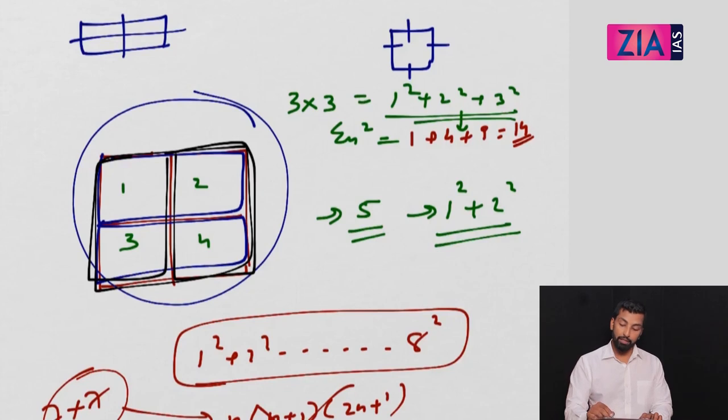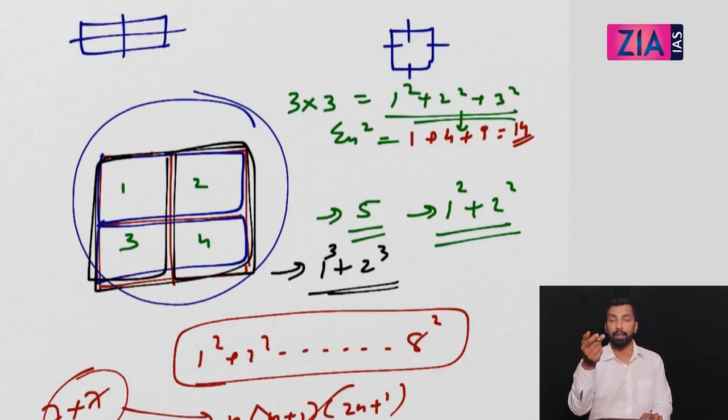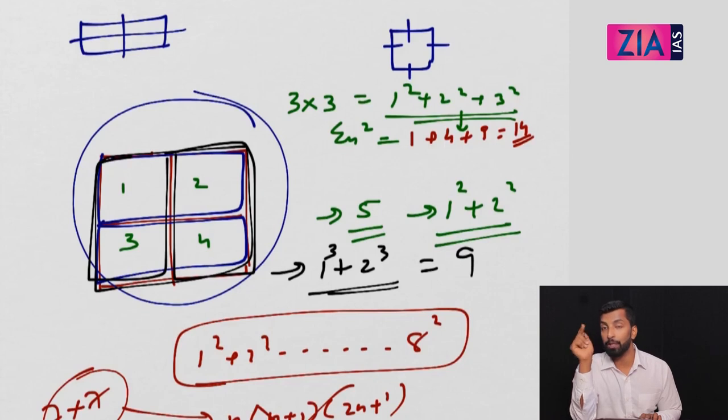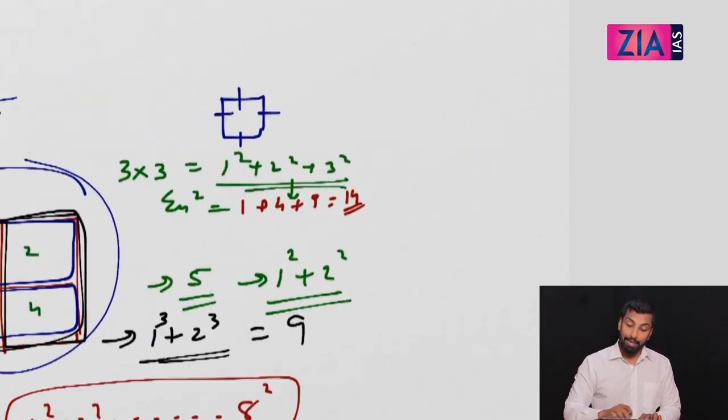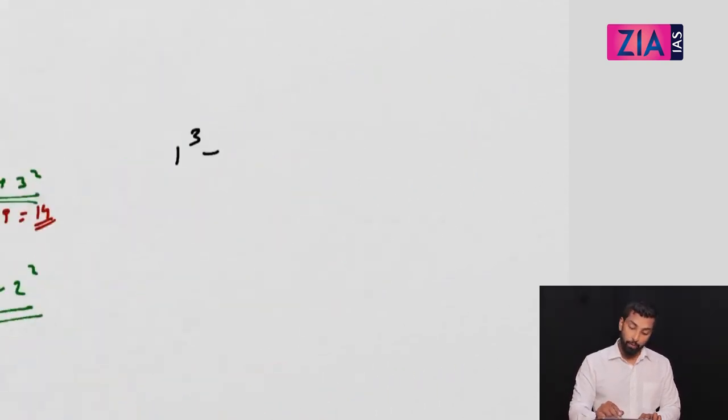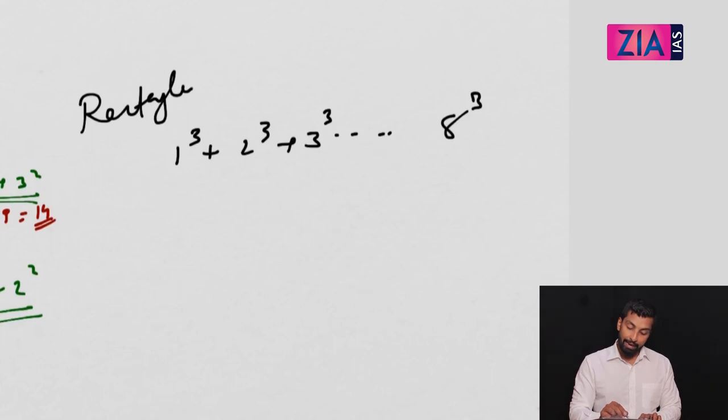Now if I ask you why you got this 9, you will tell me 1 cube plus 2 cube. This is a higher level of understanding. So 1 cube plus 2 cube, you got 9. So if I ask you the number of rectangles, you will find the sum of cubes. If it is 2 into 2 square, 1 cube plus 2 cube. If it is 3 into 3 square, 1 cube plus 2 cube plus 3 cube. If I ask you the number of rectangles in a chessboard, you will find 1 cube plus 2 cube plus 3 cube up to 8 cube.